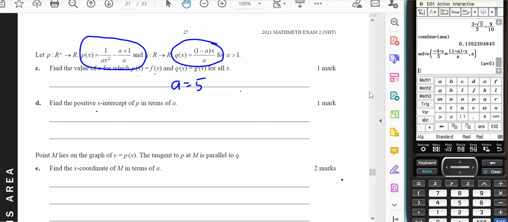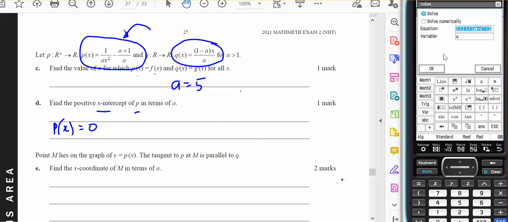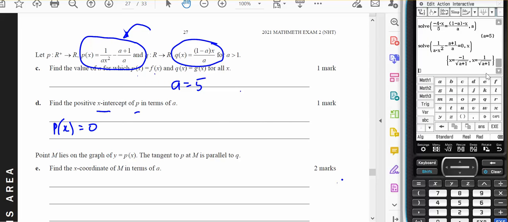Find the positive x-intercept of P in terms of A. So the positive x-intercept of P in terms of A. So I want to make P of x equal to 0. So I've typed it, I'm going to make it equal 0 and go solve for x, interactive, advanced, solve for x. That gives me these two. I want the positive, so it's going to be x equals 1 on the square root of a plus 1.